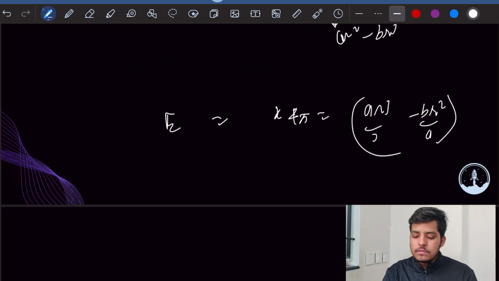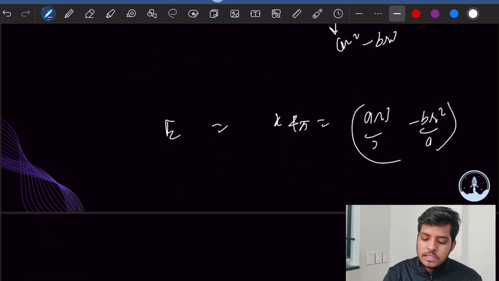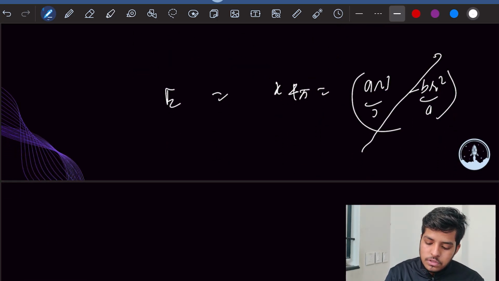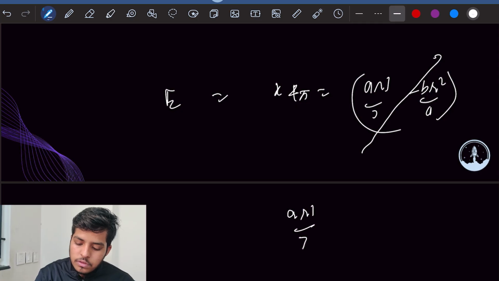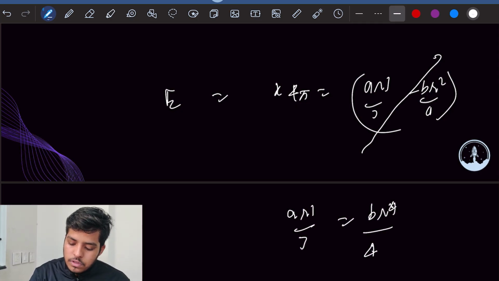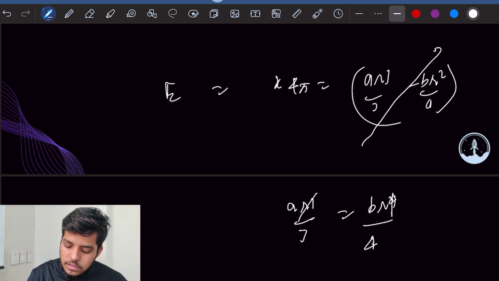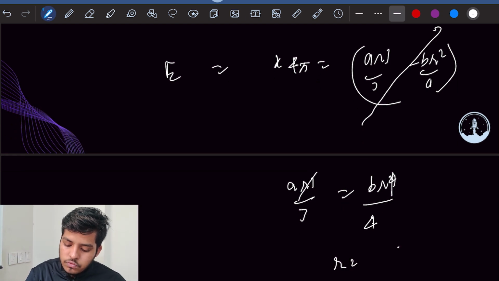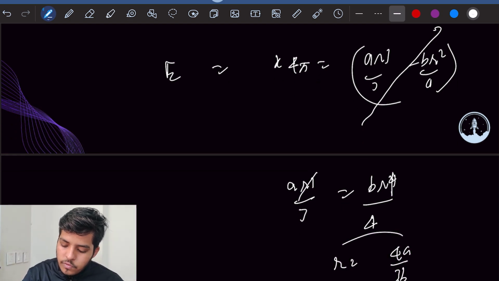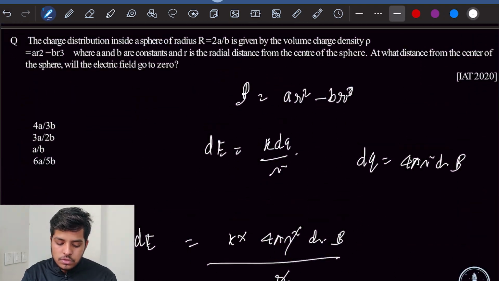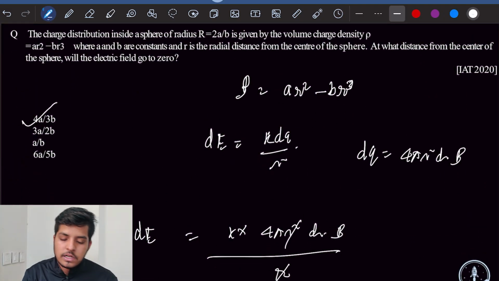Now, the electric field is asked to be 0, so make it 0. So Ar cube upon 3 equals Br to the power 4 upon 4. r cube got cancelled. So r equals 4A upon 3B, where the electric field will be 0. So 4A upon 3B option is the correct answer.